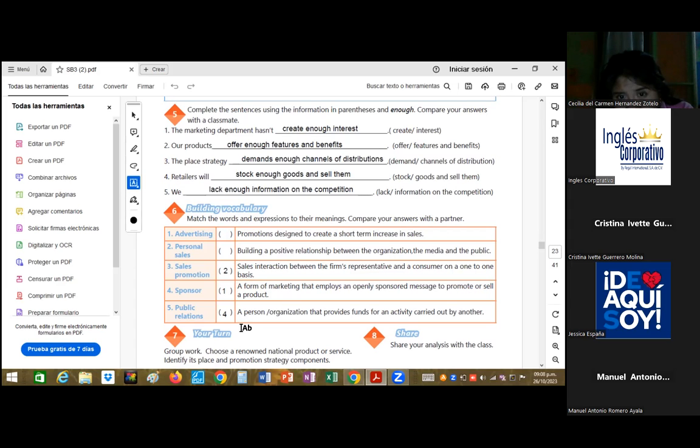Sales promotion, I think is the first one, and five is the second. Yes, sales promotion is promotions designed to create a short term increase in sales. Number two, yeah. And the last one is number five. Okay, we finish. Good job, team.